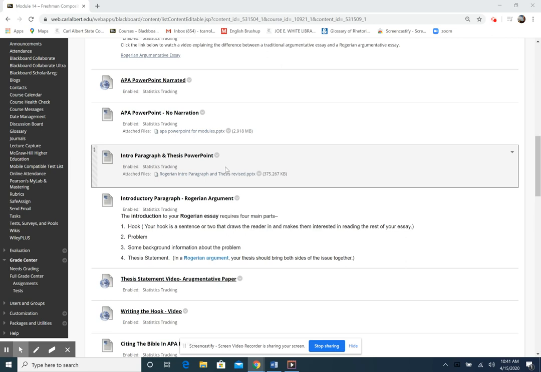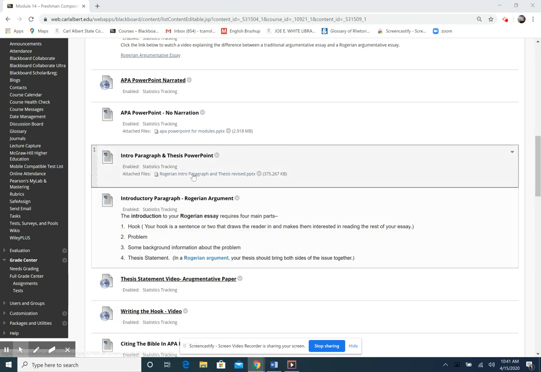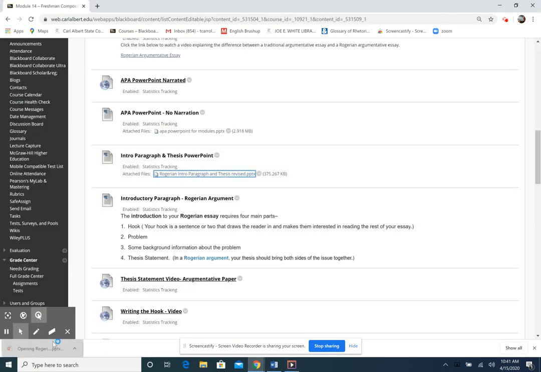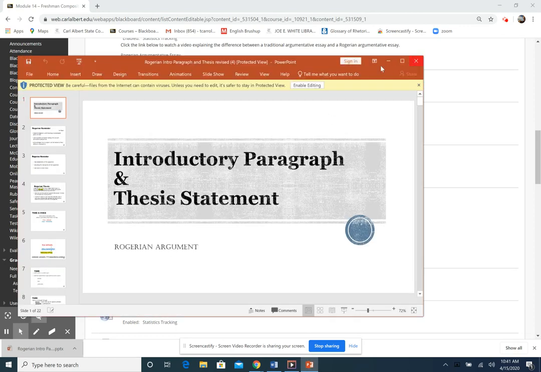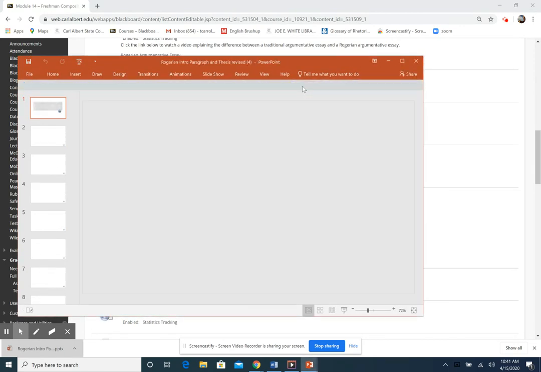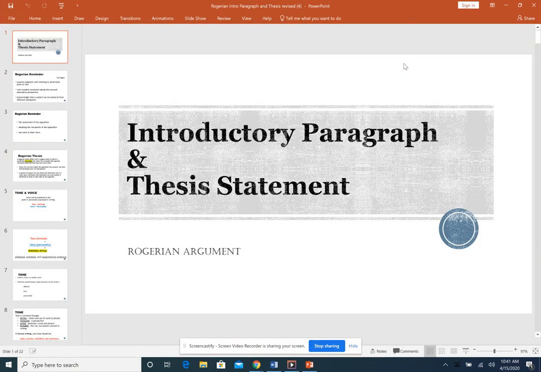In this lecture, I want to look a little more closely at the introductory paragraph and thesis statement for the Rogerian argument. So we're going to look at this PowerPoint. Some of these slides I will cover in a little more detail than others. Again, this PowerPoint will be provided with just the slides only, with no narration, so that you can go back and look at individual slides if you need to.